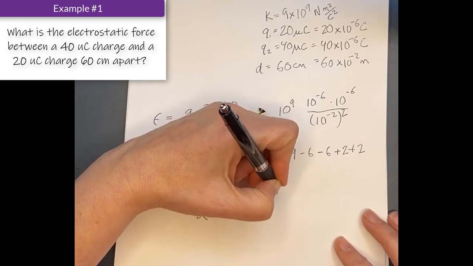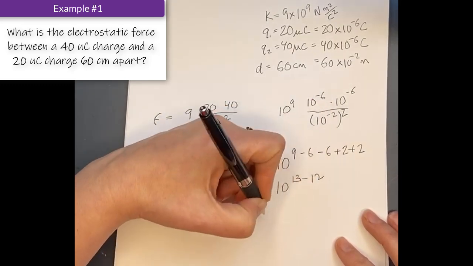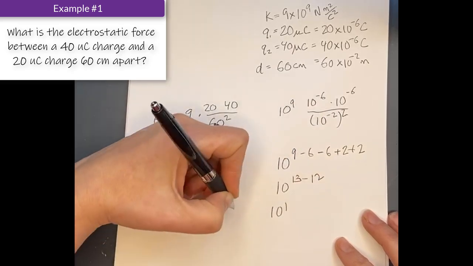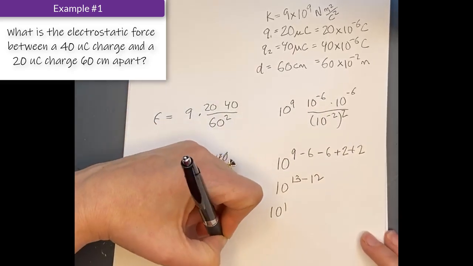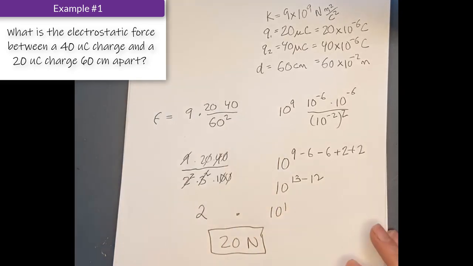So I guess I'll write it out. 10 to the 13 minus 12 is 10 to the 1. So the final answer is 20 newtons. Yay! Of course, the numbers don't always work out that nicely, but even when the numbers are ugly, this is still a good trick. Let's go back to the first example.